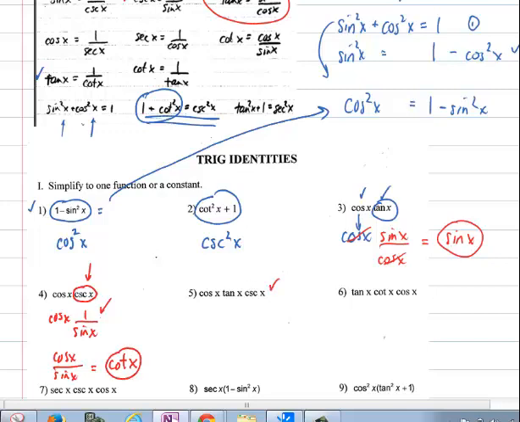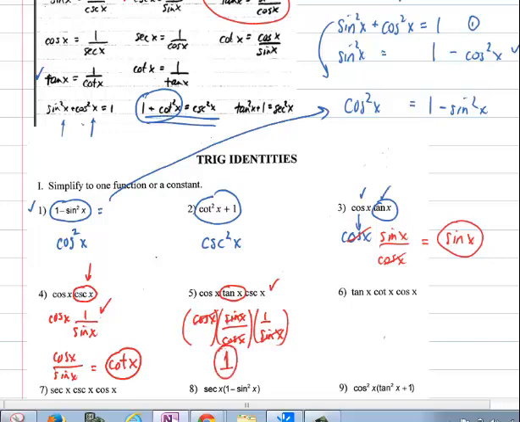Next problem, number 5, we're going to switch tangent to sine over cosine. And then cosecant, I'm going to switch to 1 over sine of x. When you see it written out in this form, and since they're all being multiplied by each other, you should see certain things cancel. Cosines cancel, and the sines cancel, leaving you with a value of 1.